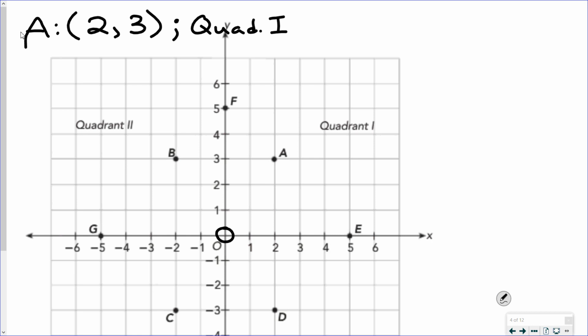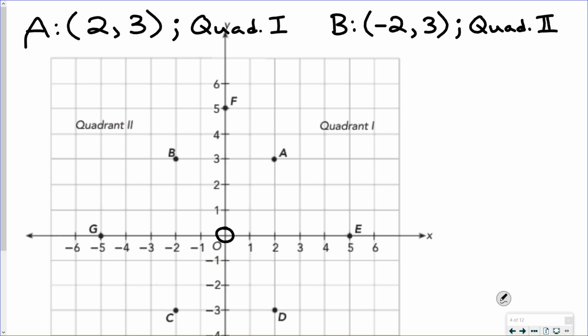So for B, I once again come to my origin, which is the area that I've circled there. And for B, I first have to move to the left. Well, as you notice, as we move to the left, those numbers are negative. I still move 2 places, but this time, since I'm going left, which are negative, my x-coordinate is -2. And to get from the x-axis to B, I move up 3. Well, those are still positive, so my ordered pair for B is (-2, 3). And B is in quadrant 2.